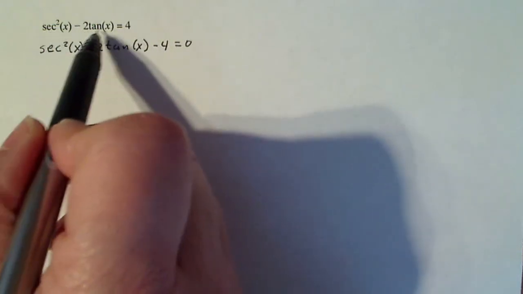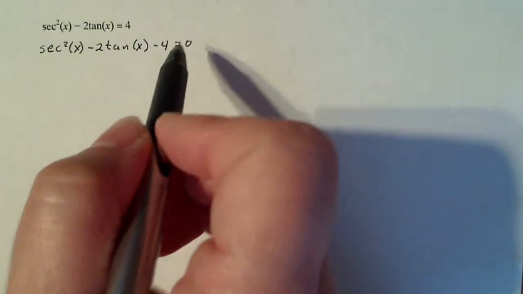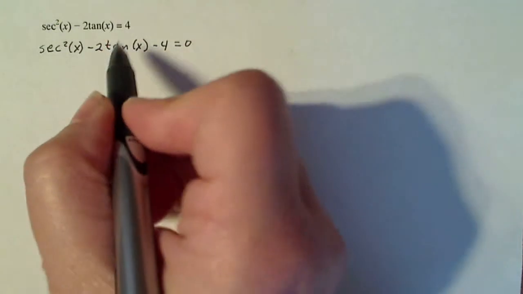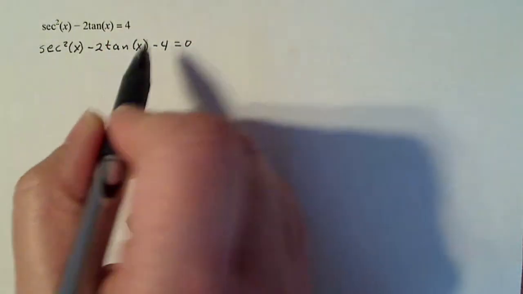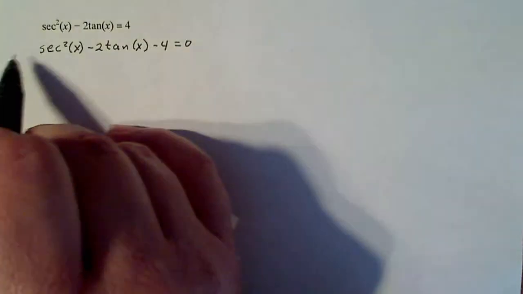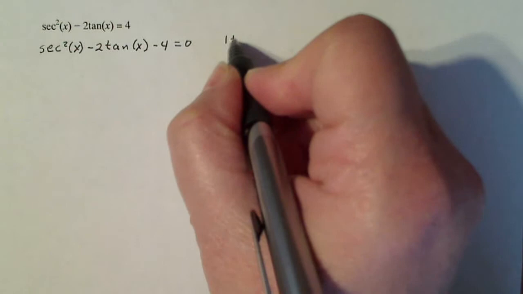Now, I did that because it looks quadratic in form. Something squared minus something not squared equals a constant. Quadratic. Now, the only problem is that these trig functions are different. We can't solve it unless they're the same, because there's not anything we can factor out to force the terms to be the same. So I'm going to use a Pythagorean identity.